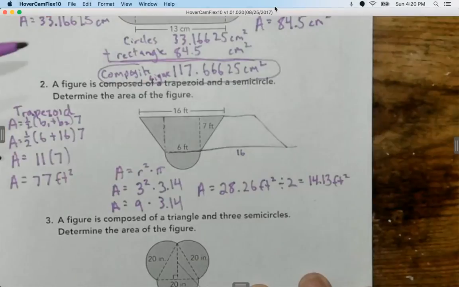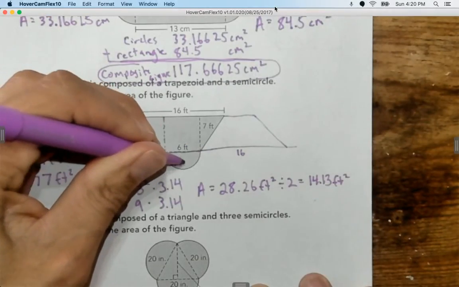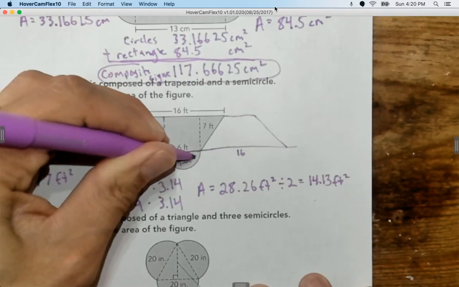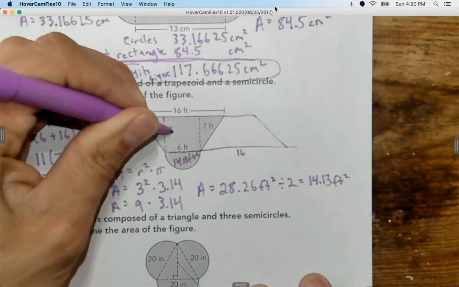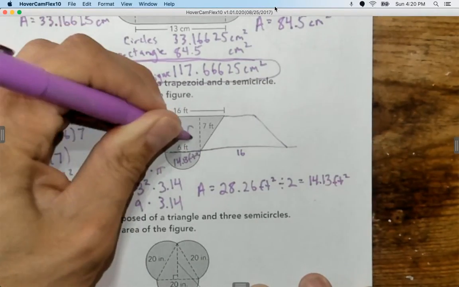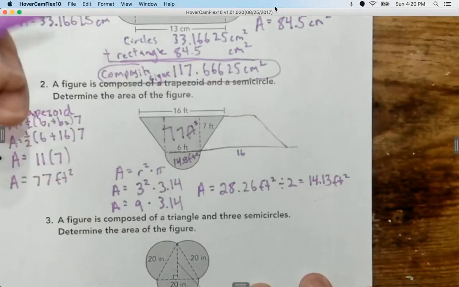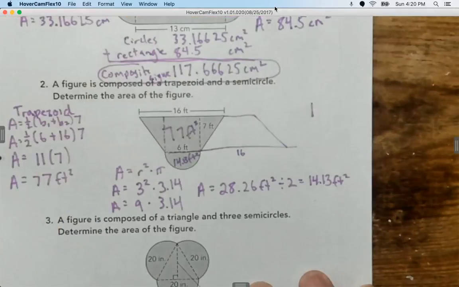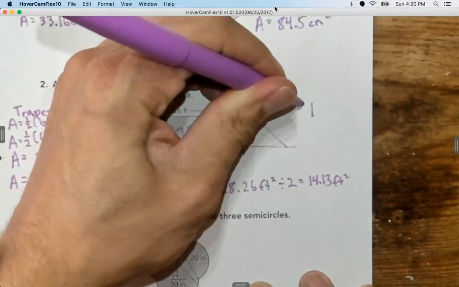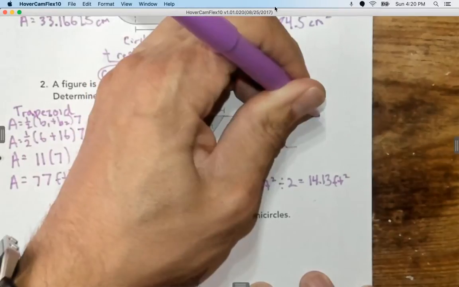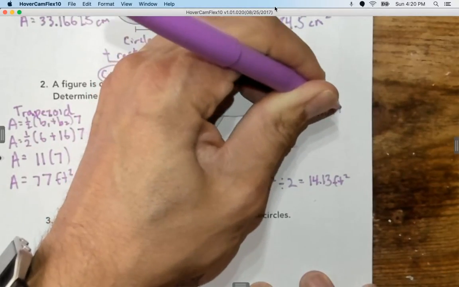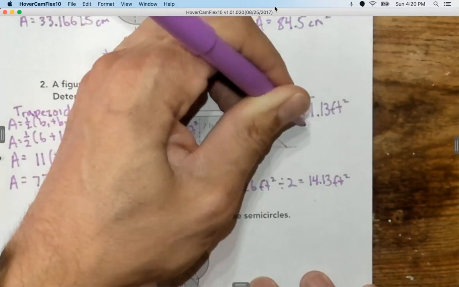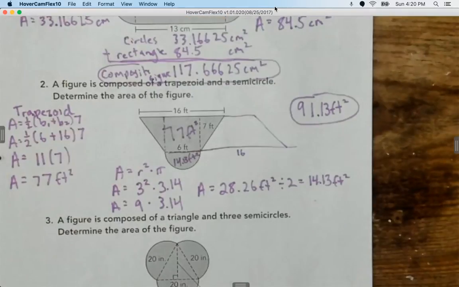So 14.13 feet squared for that part, and 77 feet squared for the trapezoid. When I add those together, I get 91.13 feet squared when I add the parts together. And so that should be for the whole amount.